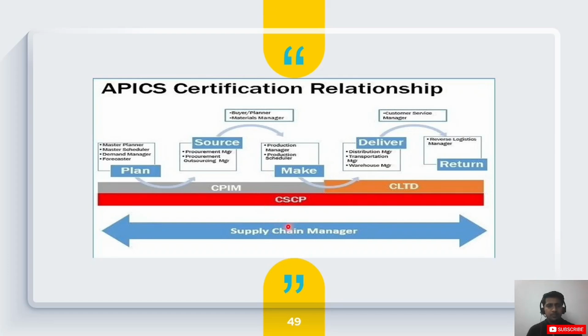So this is what I had to share for this lesson: the difference between CPM, CAPP, CACP, CLTD, what area of domain they cover in supply chain, and on what basis you'll be taking the decision for choosing the right certification.